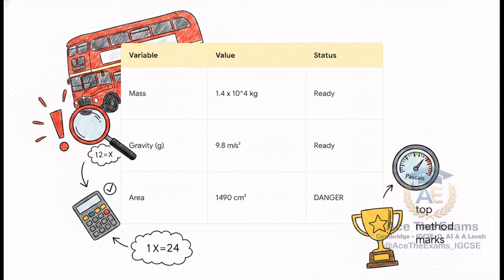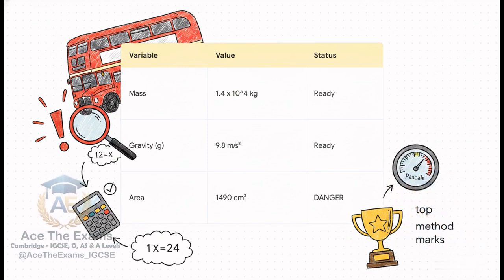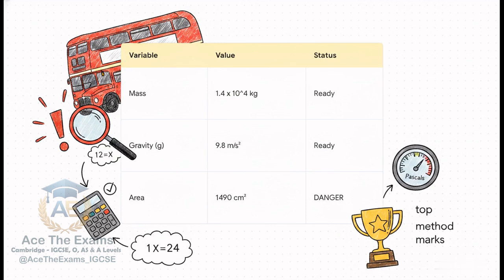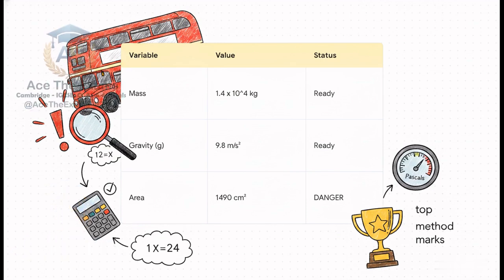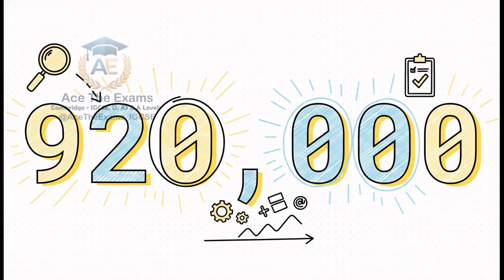So, remembering that there are 10,000 square centimeters in a square meter, we divide 1490 by 10,000. That gives us 0.149 square meters. Boom. That single careful observation secures your method marks before you even touch a calculator. So the crucial point here is the final execution. The pressure calculation yields 920,000 pascals.